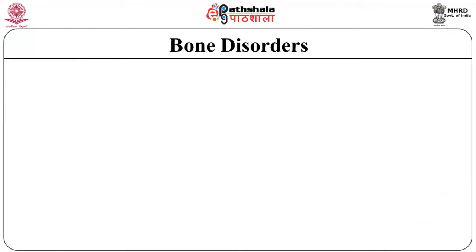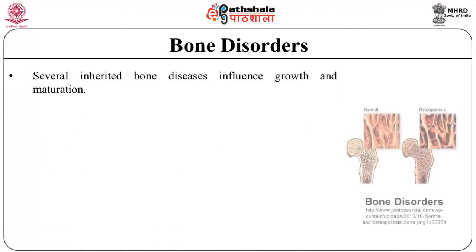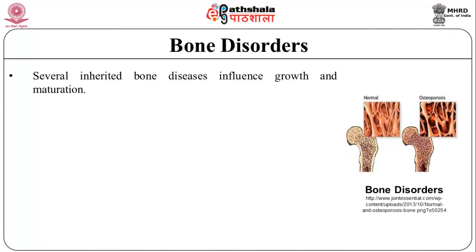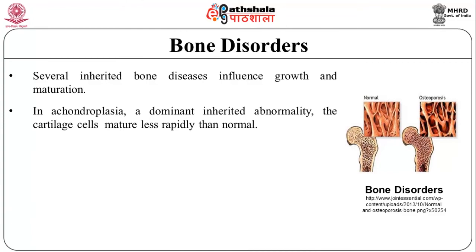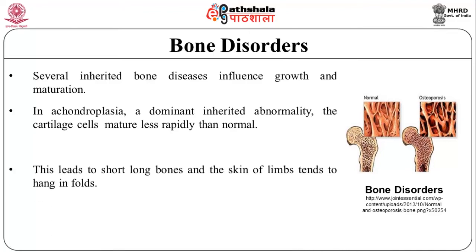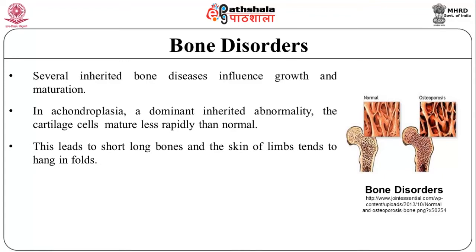Now, bone disorders. Several inherited bone diseases influence growth and maturation. In achondroplasia, a dominant inherited abnormality, the cartilage cells mature less rapidly than normal. This leads to short, long bones and skin of limb tends to hang in folds. Physical performance is not much affected.